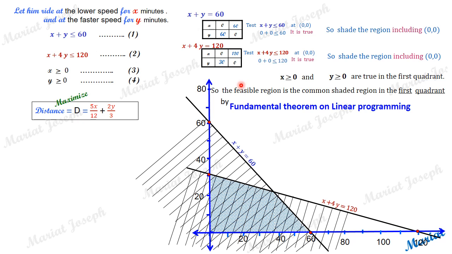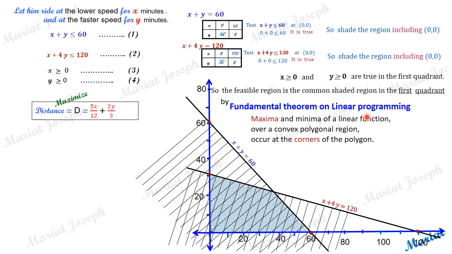For that, we take the help of the fundamental theorem on linear programming, which states that maxima and minima of a linear function over a common convex polygonal region occur at the corners of the polygon. This is the linear function. This is the convex polygonal region. Corners are origin, A, B and C. We need to get their coordinates.